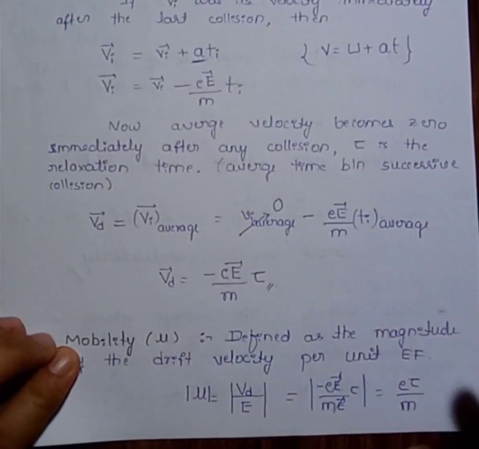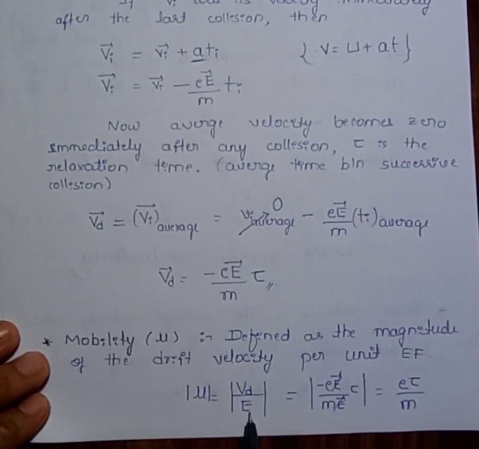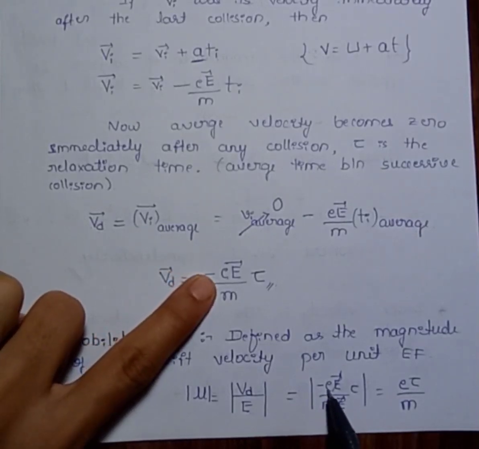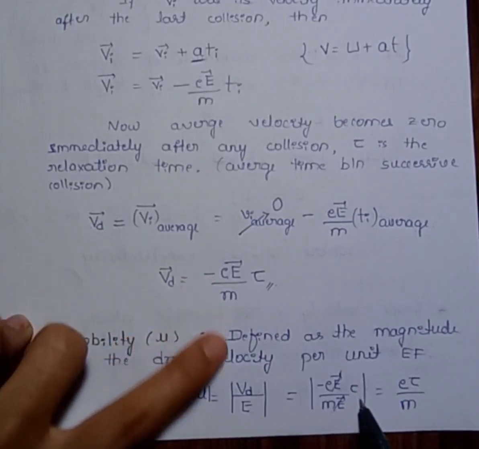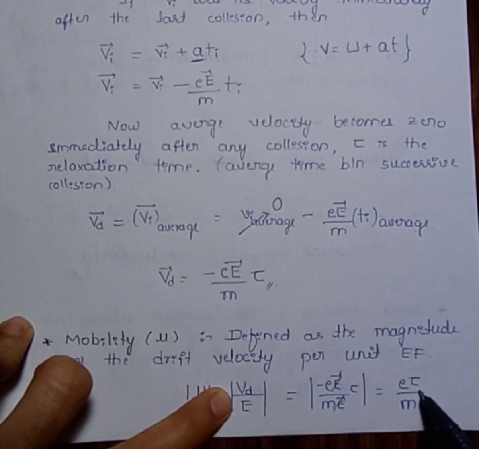Then what do you mean by mobility? It is defined as the magnitude of the drift velocity per unit electric field. We know the expression for drift velocity is minus small e capital E divided by m into tau, and the denominator already contains the electric field E. Here E gets cancelled, which gives e tau divided by m. The magnitude of the minus sign gives the positive sign.